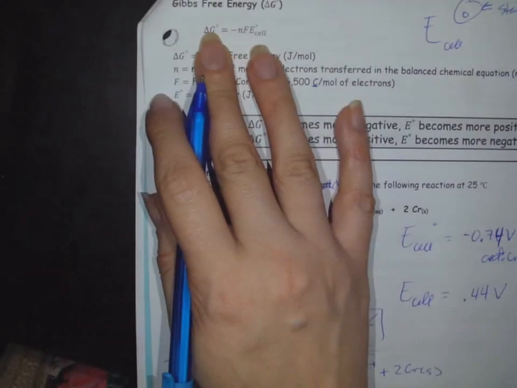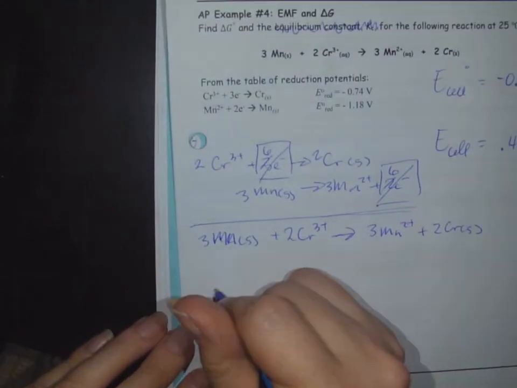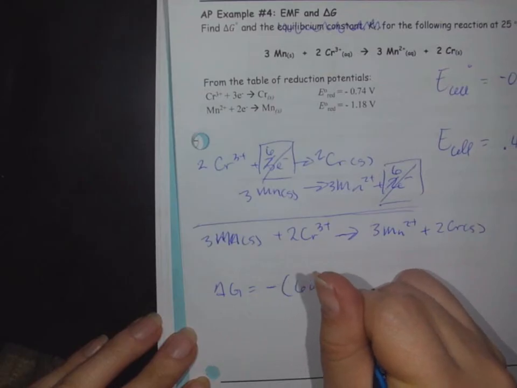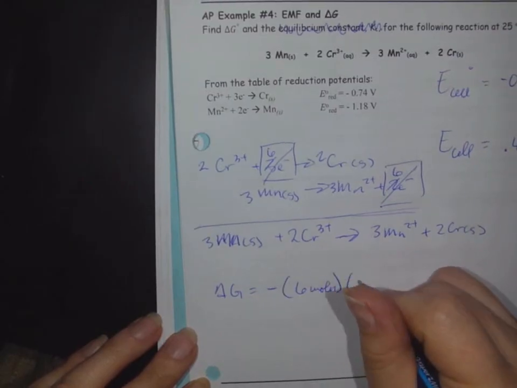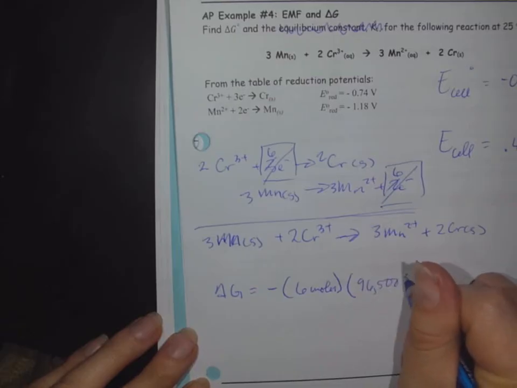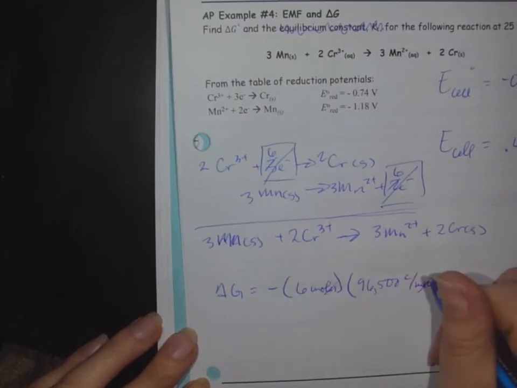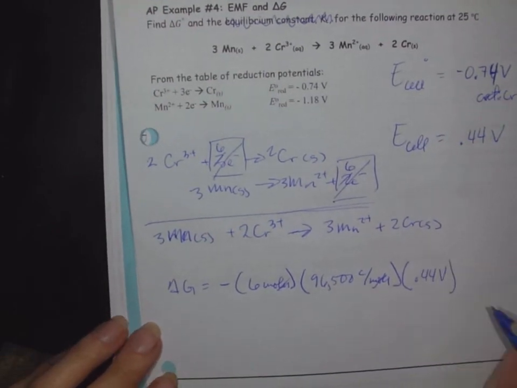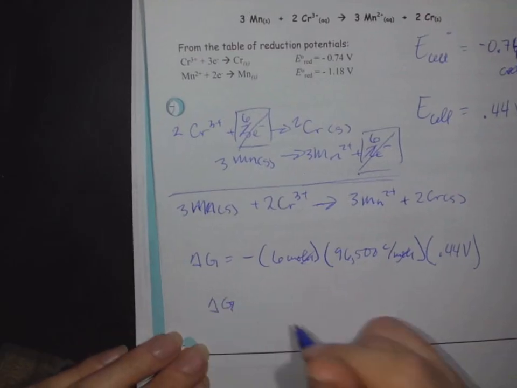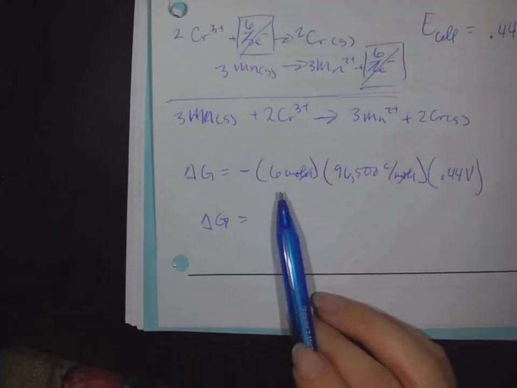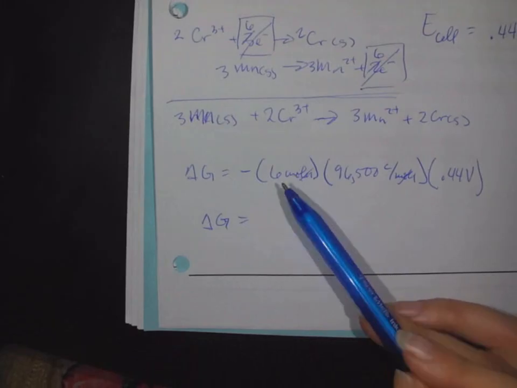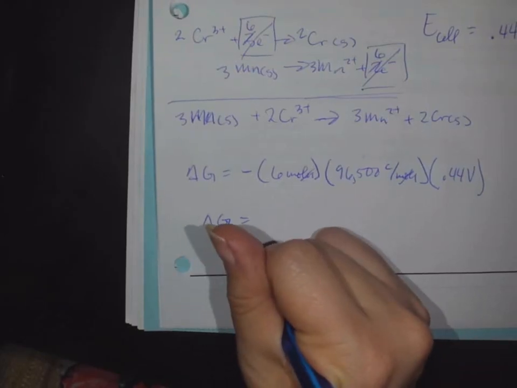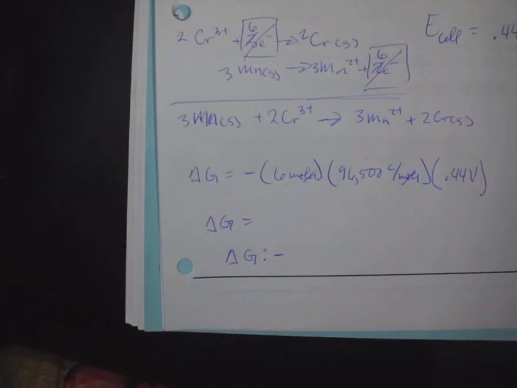So thinking back to this equation, we are going to figure out what delta G is. We know that n was 6 moles of electrons. F is Faraday's constant, 96,500 coulombs per mole of electrons, so that will cancel, times the voltage of the E cell, 0.44 volts. Without even running this number, it's going to be a negative number, right? A positive times a positive times a positive, turned into a negative, we're going to have a negative delta G. This reaction will happen. It is thermodynamically favorable.